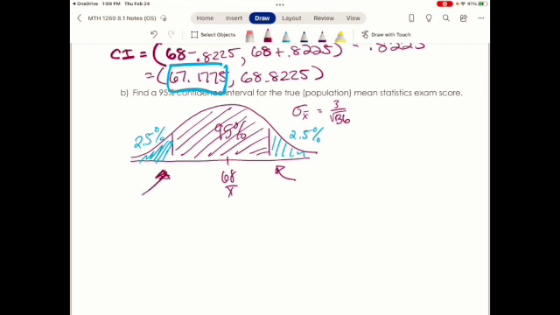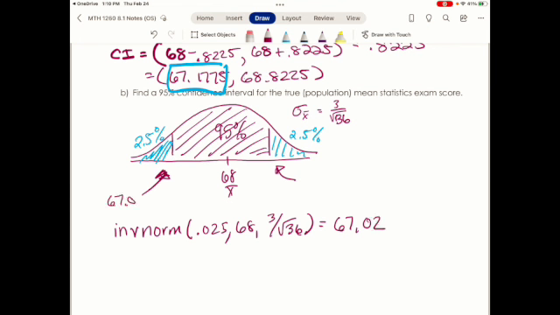So when I go to calculate my inverse norm to figure out what that value is, I'm going to put in that my percentile is 0.025, then my mean is 68, and my standard deviation is going to be 3 over the square root of 36. When I do that, I'm going to get 67.02. So that's this number here.